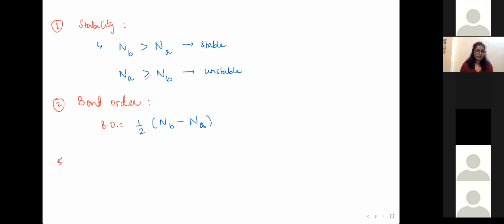And the third characteristic you can figure out, based on the bond order, is an extension of this. If bond order equals 1, then it's a single bond. If bond order equals 2, then it's a double bond. And if bond order equals 3, then it's a triple bond. Same thing.